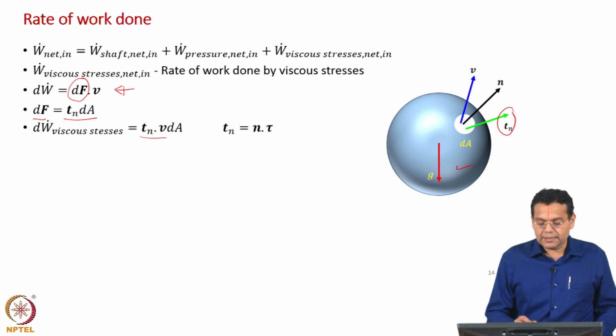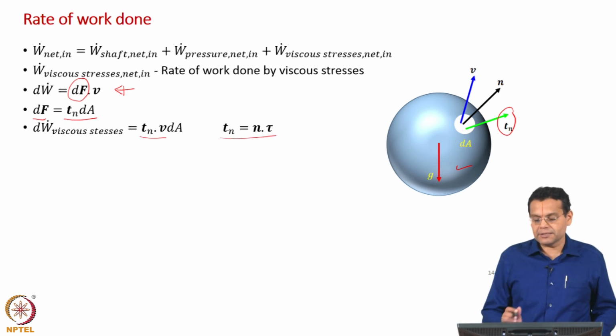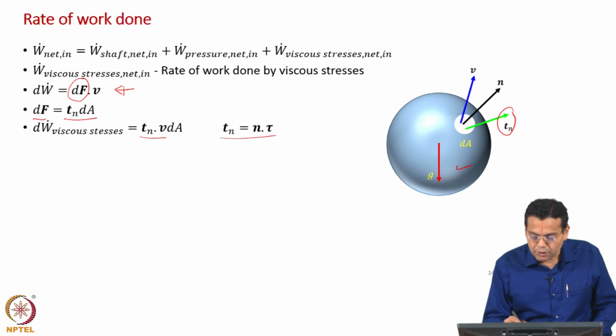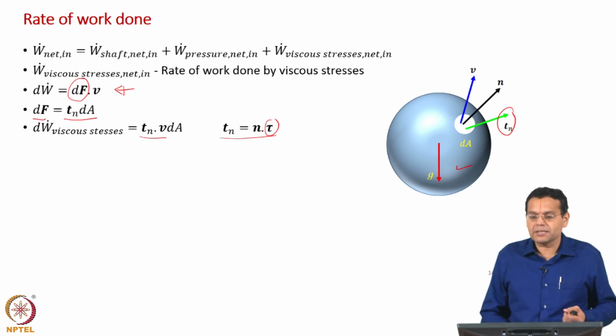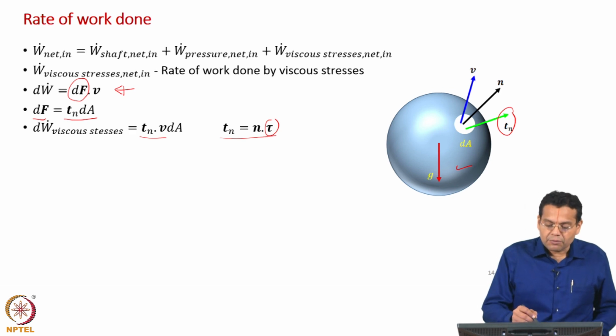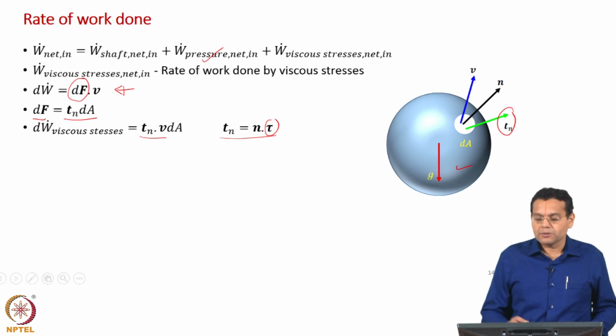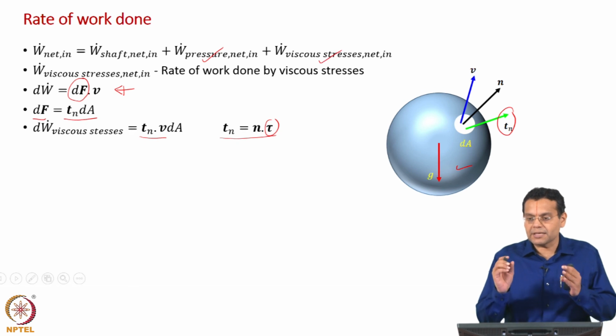Now, we know that the stress vector can be expressed in terms of the stress tensor as a dot product between the n vector and the stress tensor. Remember, tau is the viscous stress tensor, not the total stress tensor. Why is it? We have taken the work done by pressure separately. So, obviously, we have to take only the viscous stress tensor part.